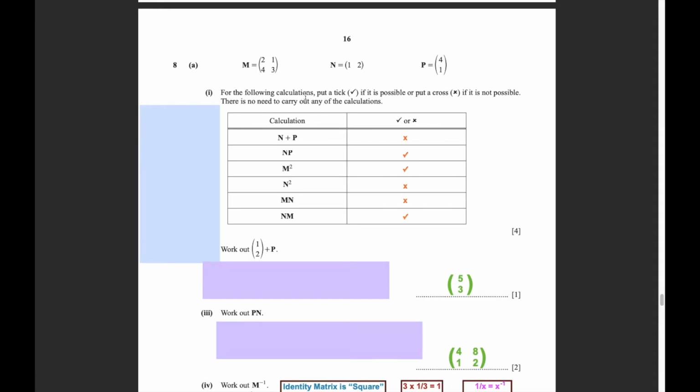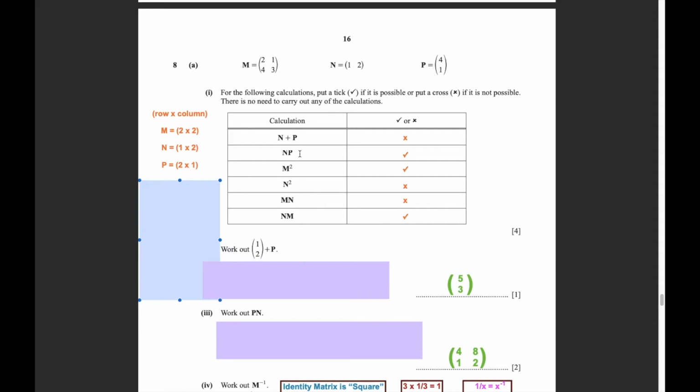Okay, so for the following calculations, put a tick if it's possible, or put a cross if it's not possible. There is no need to carry out any of the calculations. So this is really kind of them to tell you, because I know some people would probably actually try to go through each one, but this is something you should know. So let's try this. N plus P. So can we add that? That's not possible, because when you're trying to add matrices, they have to have the same dimensions. So I added the dimensions here. N has dimensions 1 by 2, and P has dimensions 2 by 1. They're not the same. So it's an X.